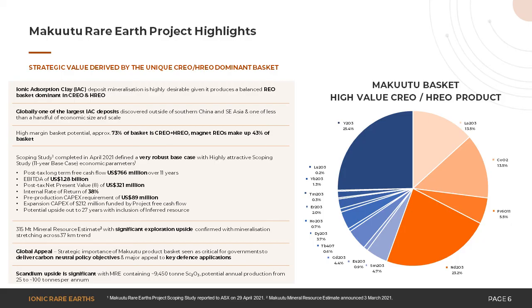Typically, ionic adsorption clays require a substantially lower capital development threshold. So in the case of Makuutu, we're looking at a pre-production capital of 89 million US. And that's a fraction of the capital that would be required to develop a hard rock rare earth project. We're able to go straight from the rare earths in the ground to produce a value-added mixed rare earth carbonate product. There's no requirement for cracking. And because of that advantage of the ionic adsorption clays, we get a substantial capital advantage over the hard rock rare earth projects.